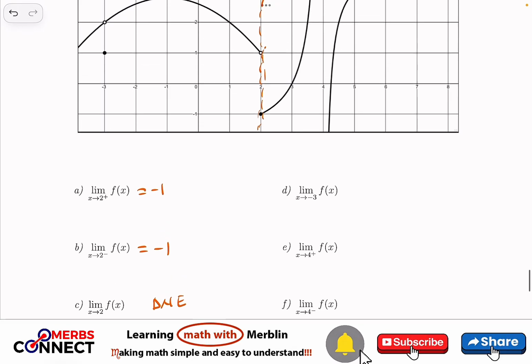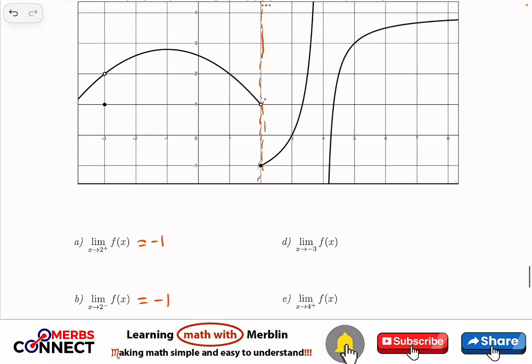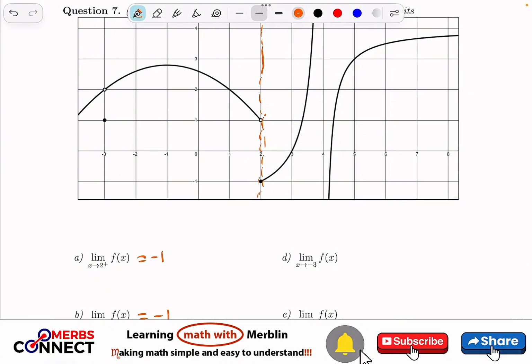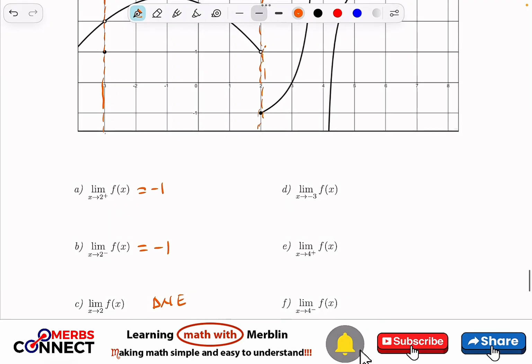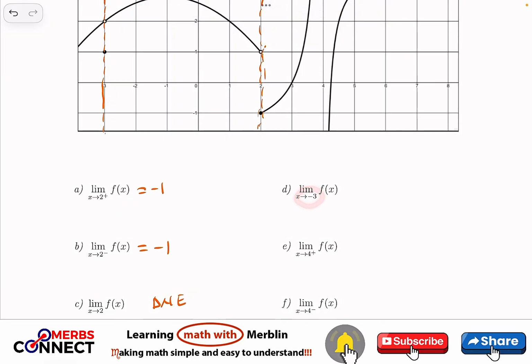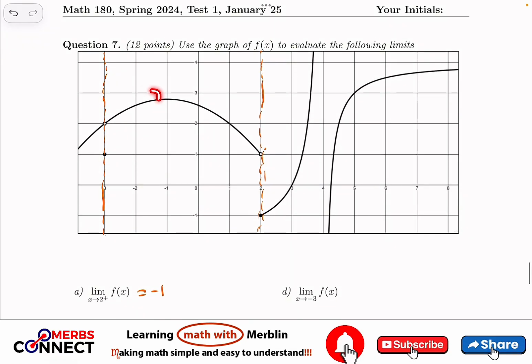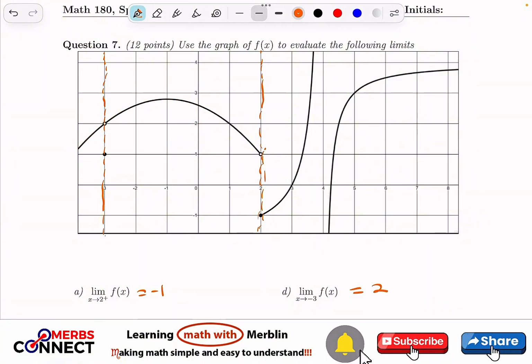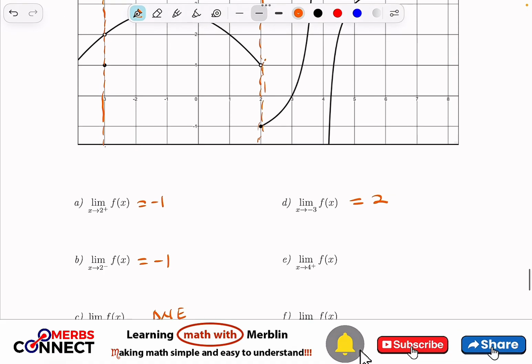Now let's look at minus 3. Where's minus 3? Okay, minus 3 is here. So minus 3 is somewhere here. Now for us to talk about minus 3, we need to look at the left and the right of the graph. So this is the right and this is the left. So the right and the left are all converging at one point, and it's giving us 2. So the left is 2, the right is 2. So therefore, this is going to be 2. Very simple from there.